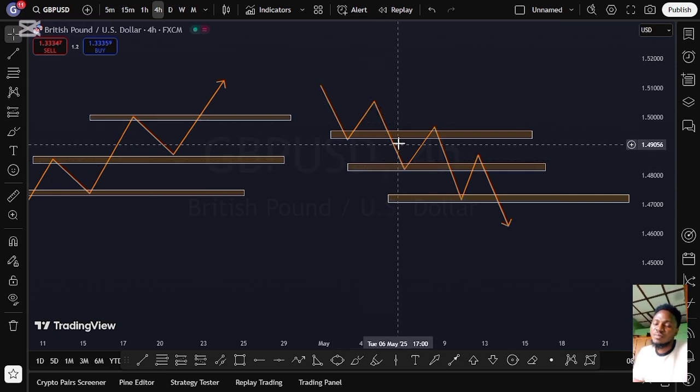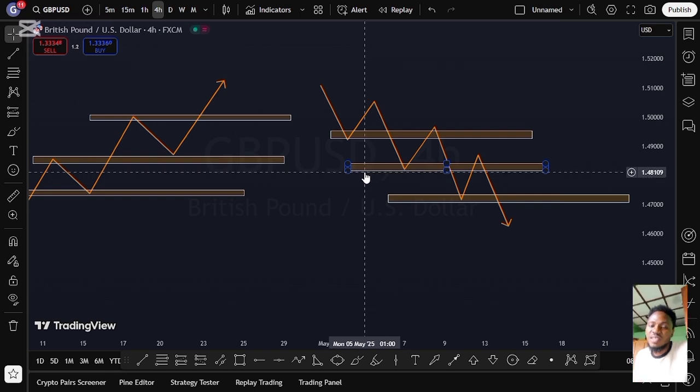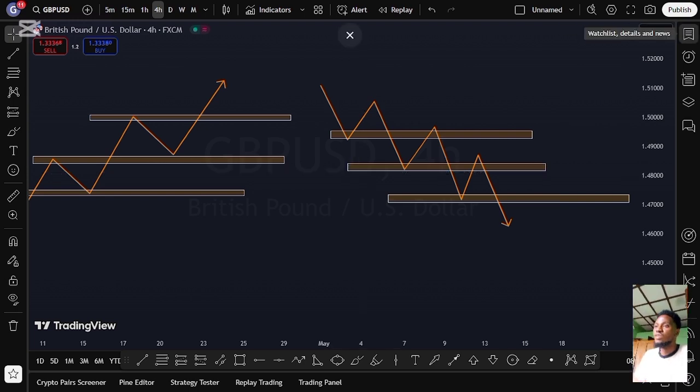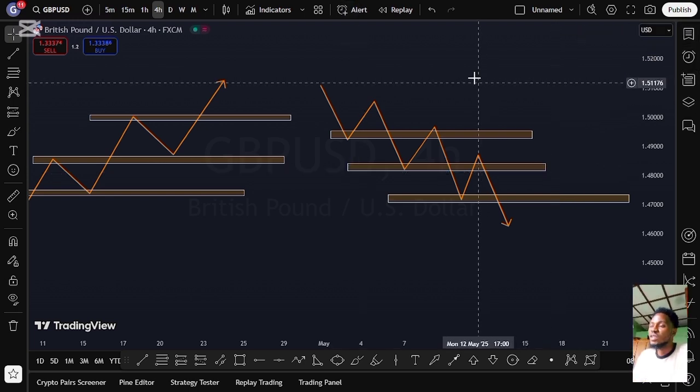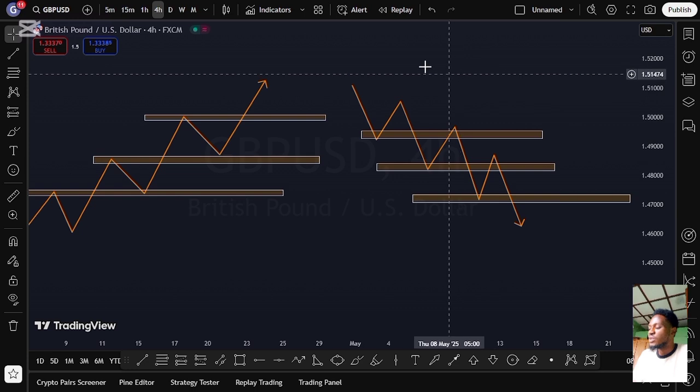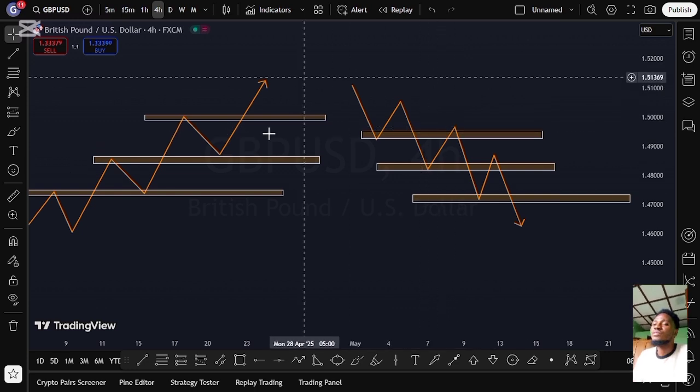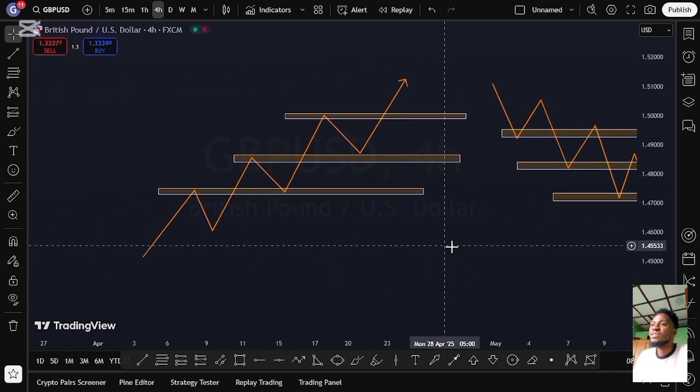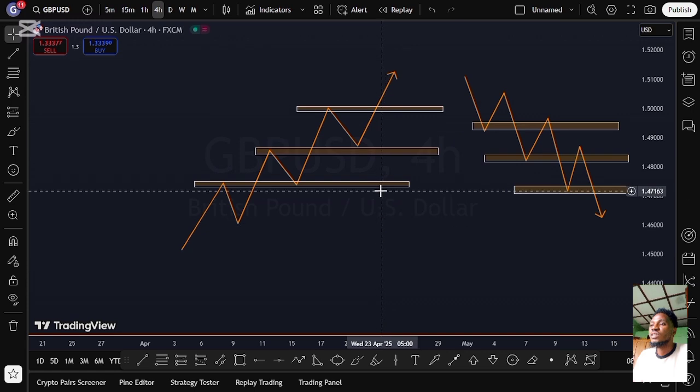Which will you prefer? At the end of the day, it's not about taking plenty of trades. It's all about quality setups and quality trades that deliver low risk and high reward. Okay, that will be all for this video. Please engage with me in the comment section.